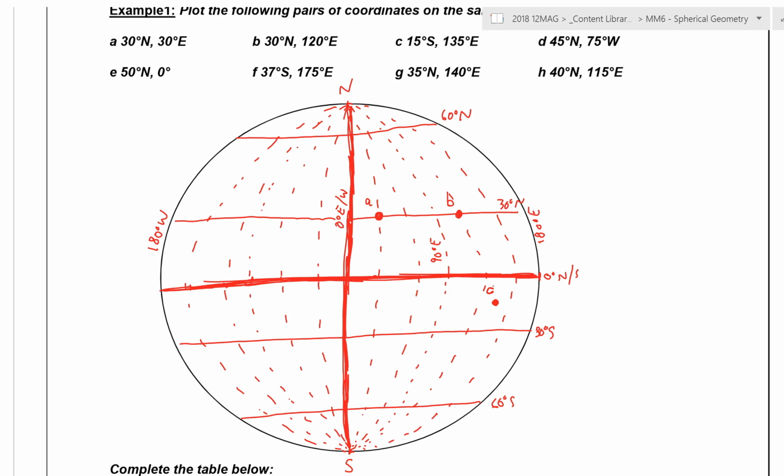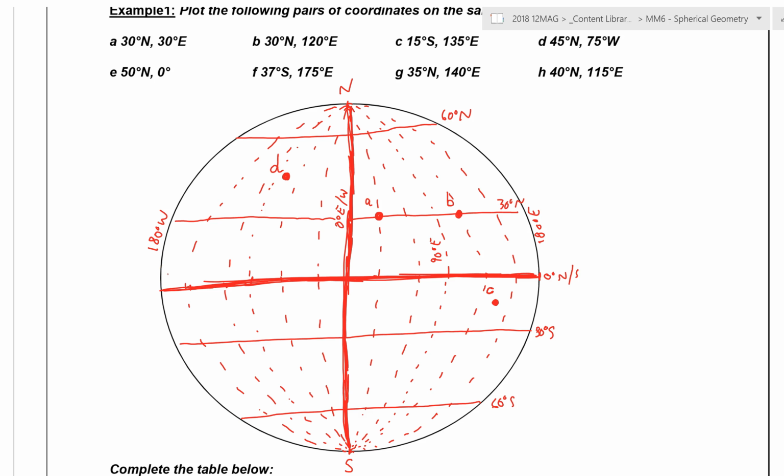D, 45 north, 75 west. So 45 north, 30, 60, 75. Right, I reckon that's D around there. And notice that's west of my prime meridian.